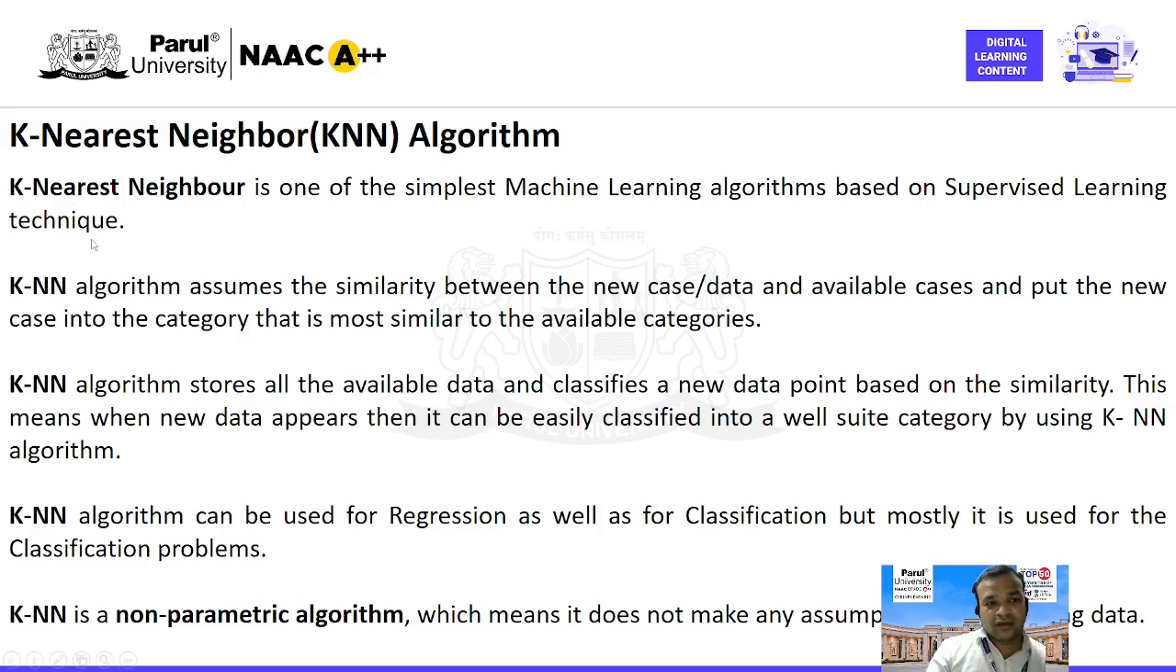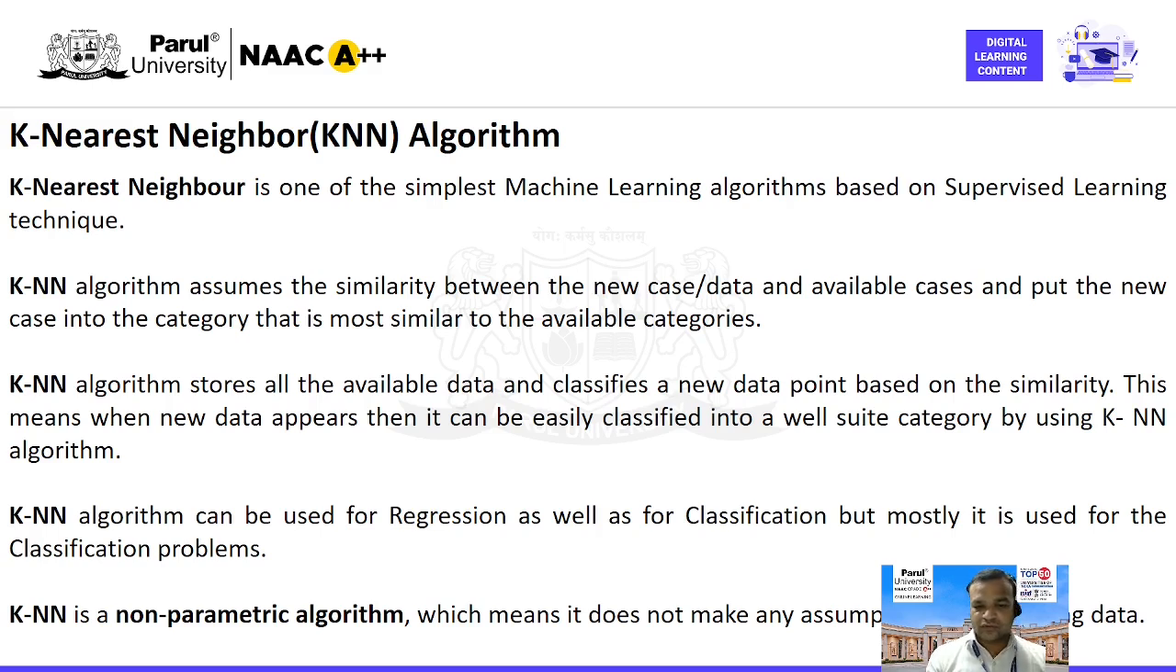Remember this thing: the KNN model assumes the similarity between new data and available data and puts the new data into the category that is most similar to the available category. That is the basic concept behind the KNN model. The KNN algorithm stores all the available data and classifies a new data point based on similarities. This means when new data appears, it can be easily classified into a well-suited category by using the KNN algorithm.